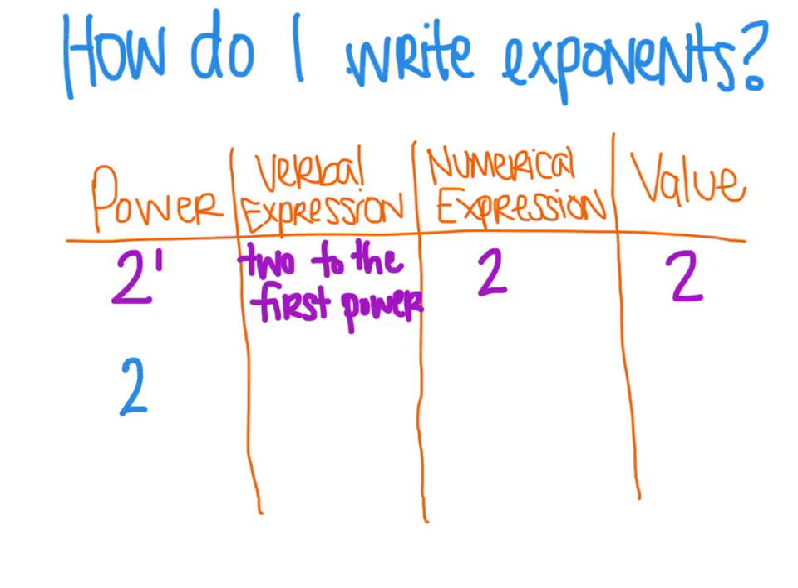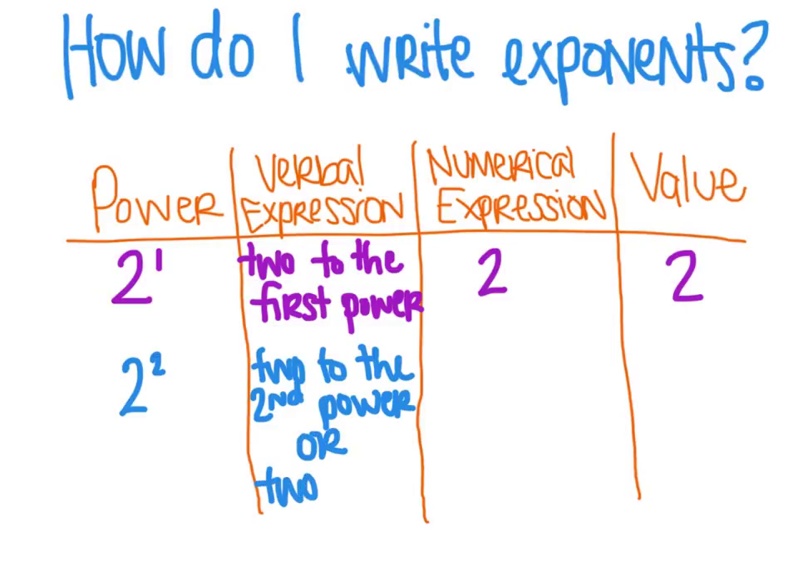Another one, 2 to the second power, has two verbal expressions. It's called 2 to the second power, or it is 2 squared. And you'll sound smarter if you use 2 squared. Numerical expression, that means we have 2, the base, multiplied twice, so 2 times 2, the value of that is going to be 4. Alright, let's add some more in here.